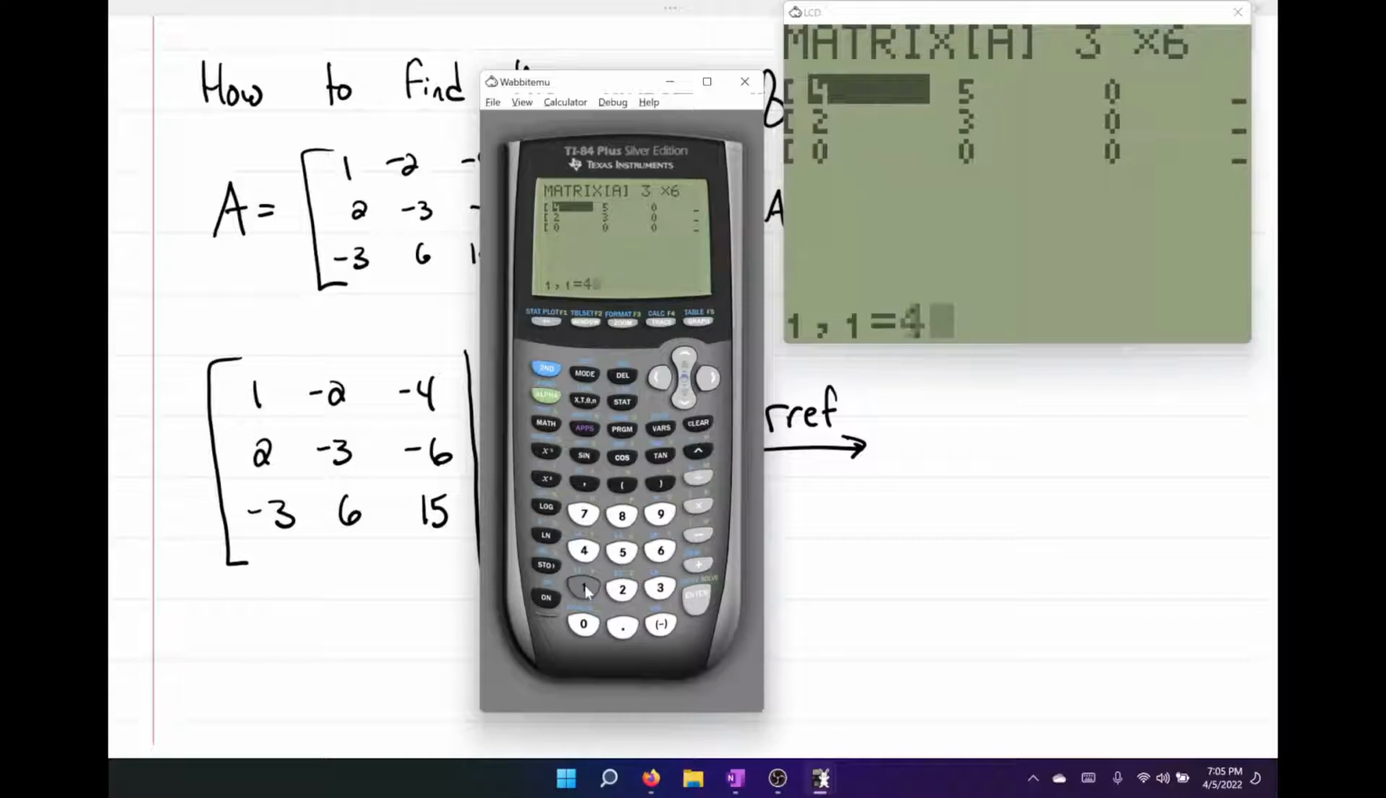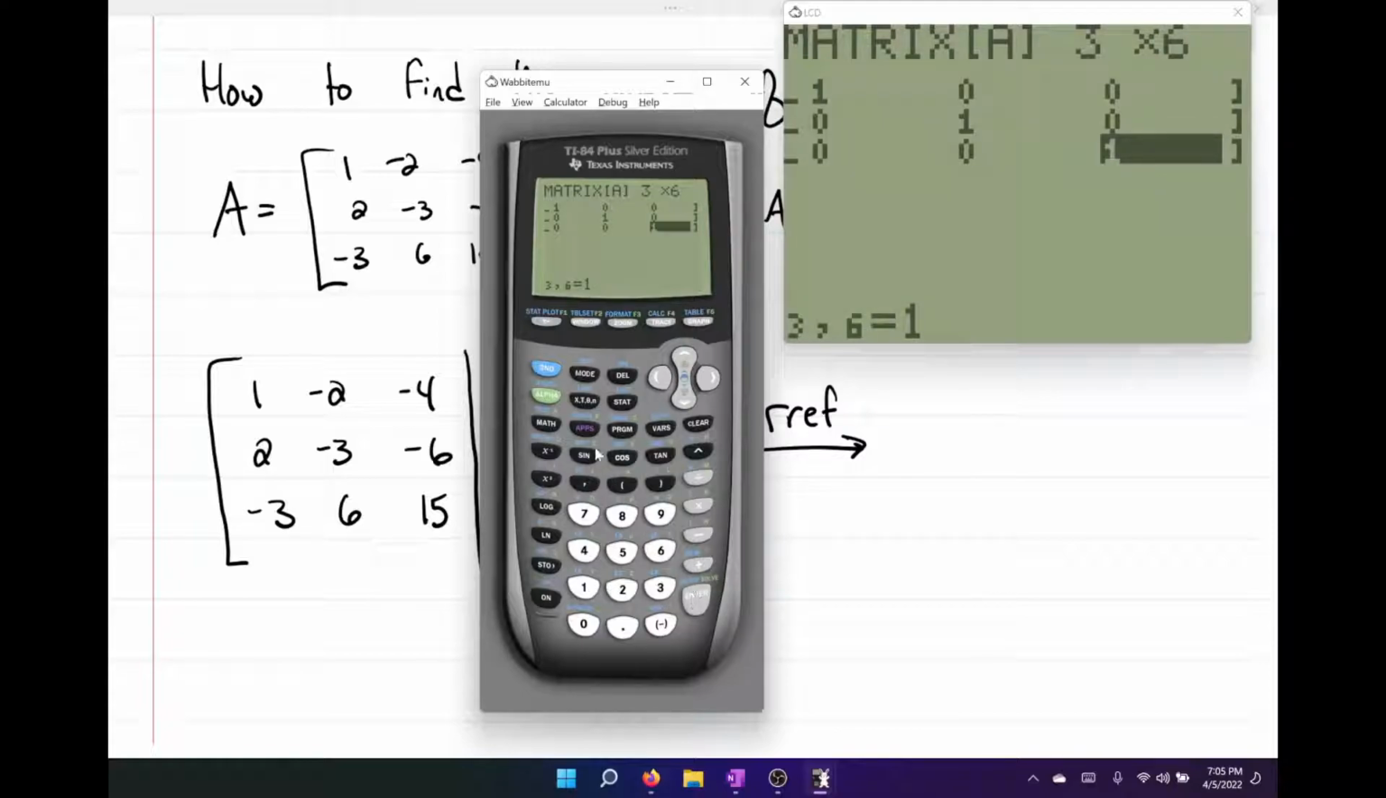So 1, -2, -4, and then the identity first row, 1, 0, 0. Okay? Now you just follow that trend the whole way. So 2, -3, -6, 0, 1, 0. And then finally, -3, 6, 15, 0, 0, 1.